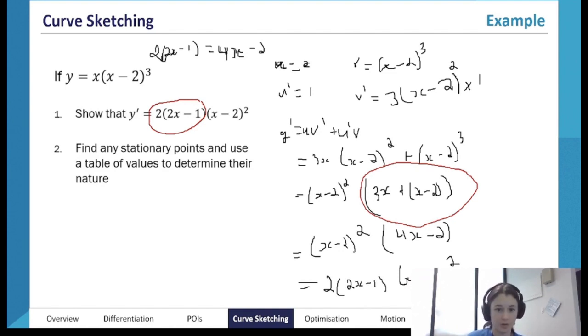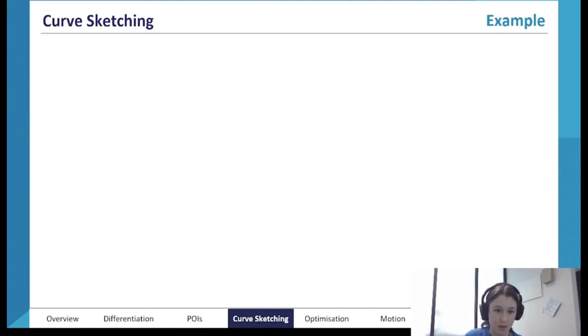Now, the tip that is inherent to this question that I was talking about, which is really important, we are going to get to now. And this is the purpose of this first step here. So now we need to find any stationary points and then use a table of values to determine the nature. So we're going to have our derivative being 2 outside of 2x plus 1, and then we're going to have x take 2 squared.